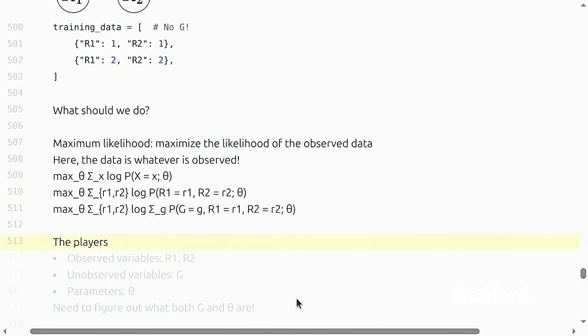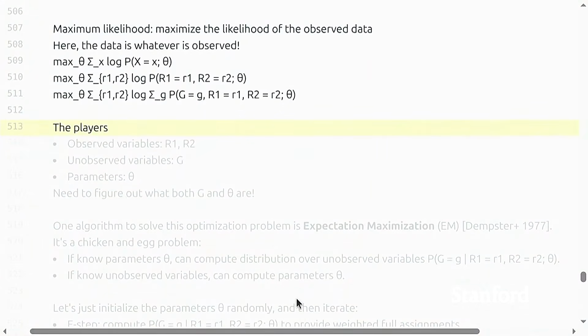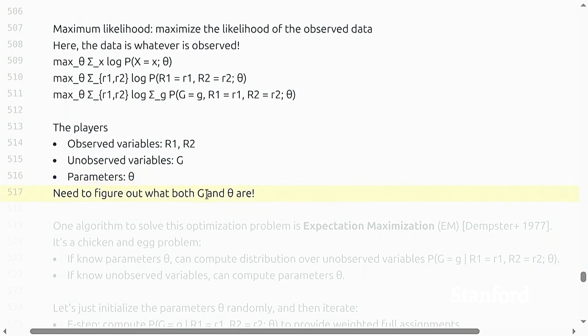Okay, so what we have going on here is we have the observed variables, R1 and R2. We have unobserved variables, G, and we have the parameters. And the challenging thing is that we only see R1 and R2. We don't know what G and theta are. So what EM is going to do is it's a way to maximize this likelihood.